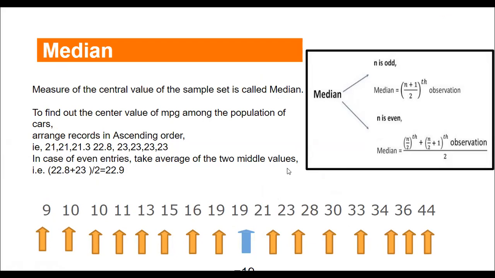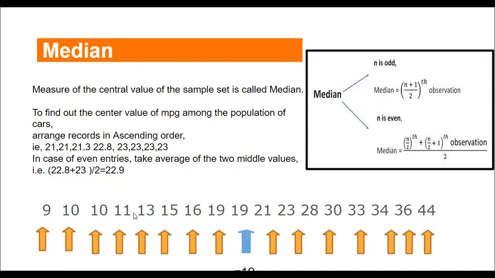Now, one more rule that we will check: whether the number of observations in the data is odd or even. If it is odd, the formula to find the median is the (n plus 1) by 2th observation. Otherwise, if n is even, then it would be the (n by 2)th plus the (n by 2 plus 1)th observation, divided by 2. We will understand that also, no issue.